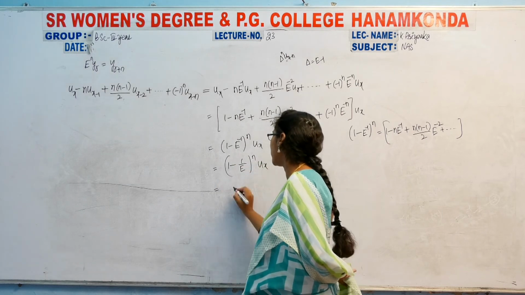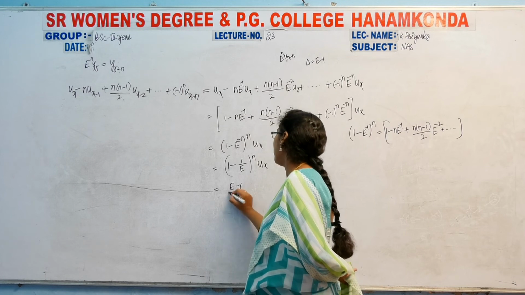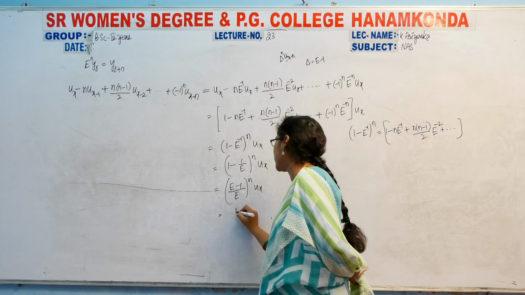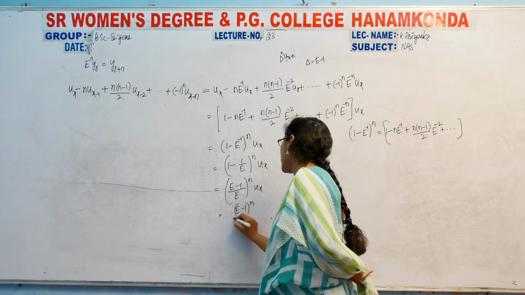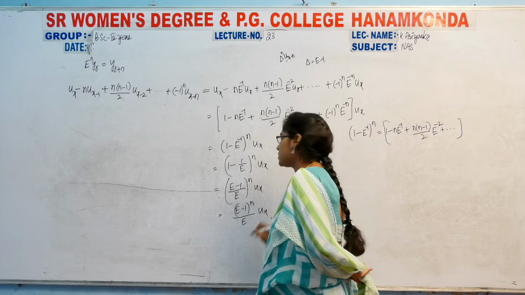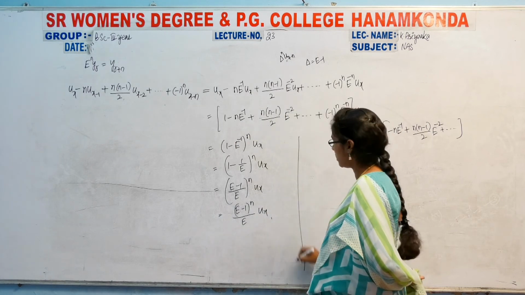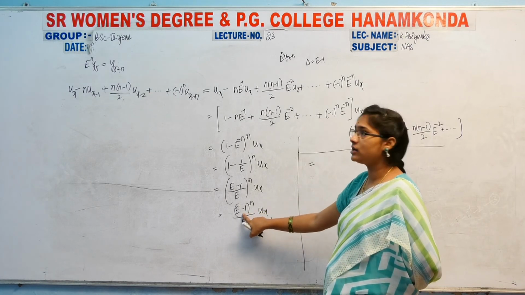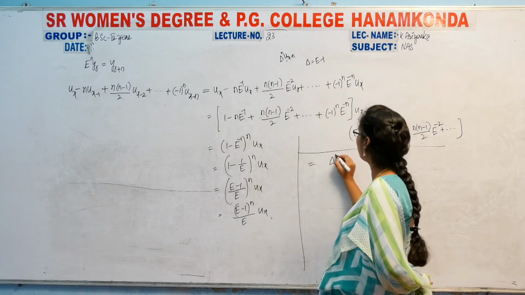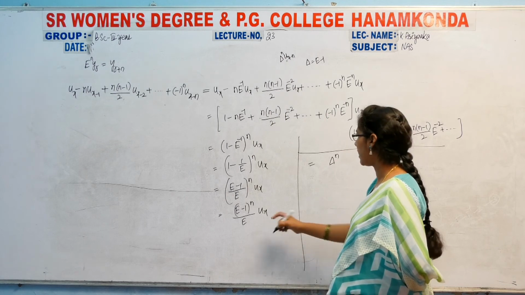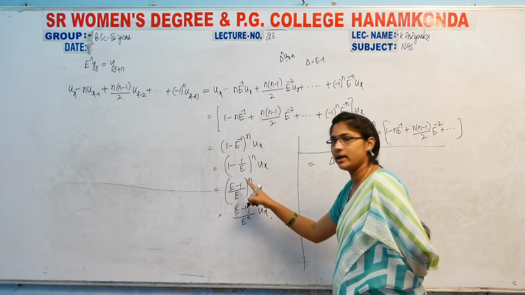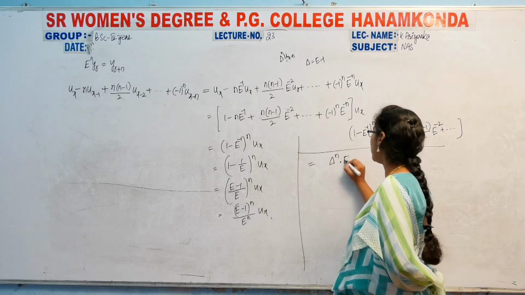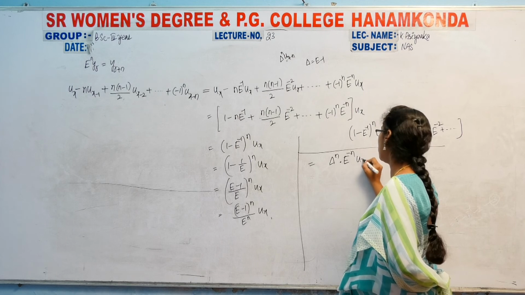By taking the LCM, what I get here is e minus 1 by e whole power n ux. Now can I write it as e minus 1 whole power n by e into ux? Yes, we can. So next, which is nothing but del power n into, of course, e power n, I am splitting that fraction now into e power minus n into ux.